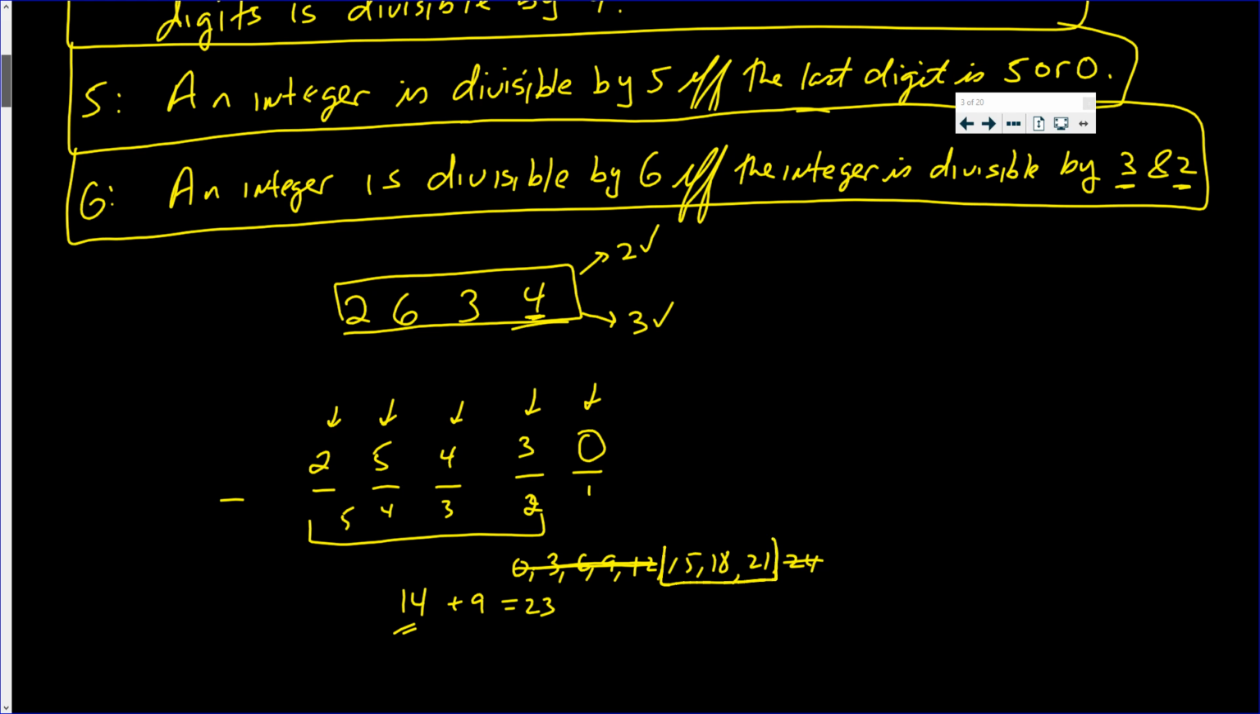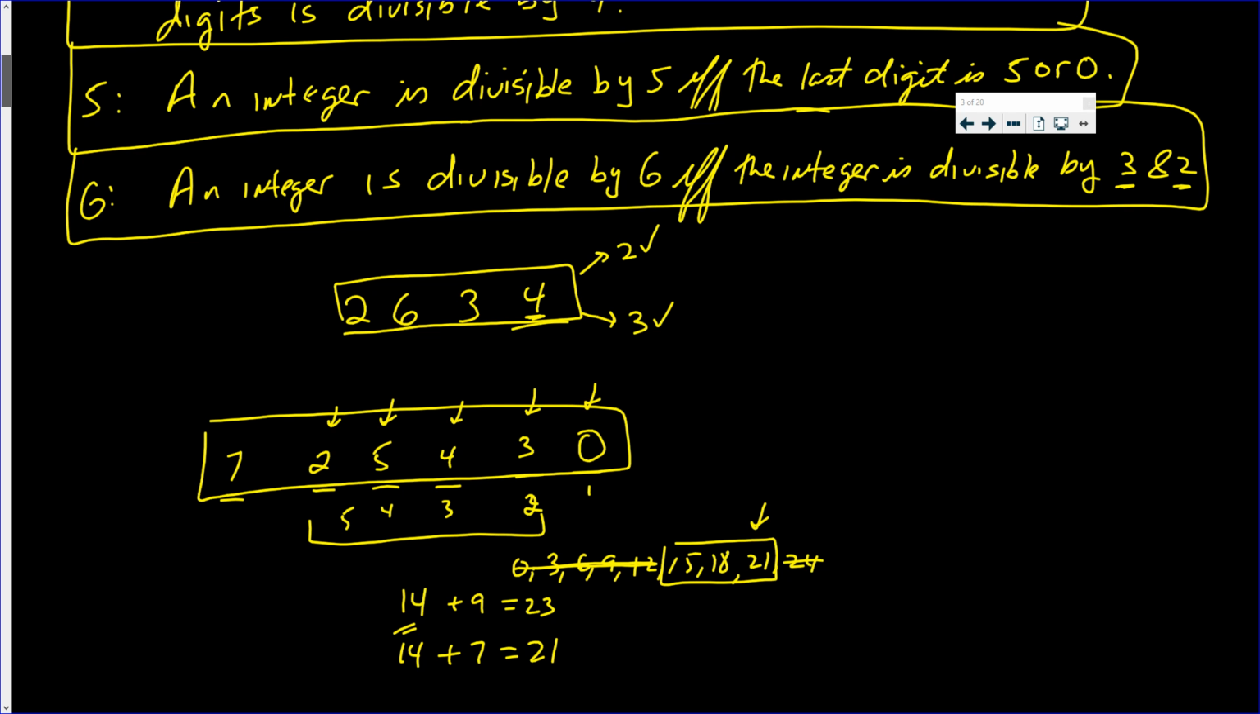We can get it to be any one of those 3 digits. How about we pick 21? Well, if they already add up to 14, excuse me, you add 7. There it is. This number is divisible by 6.